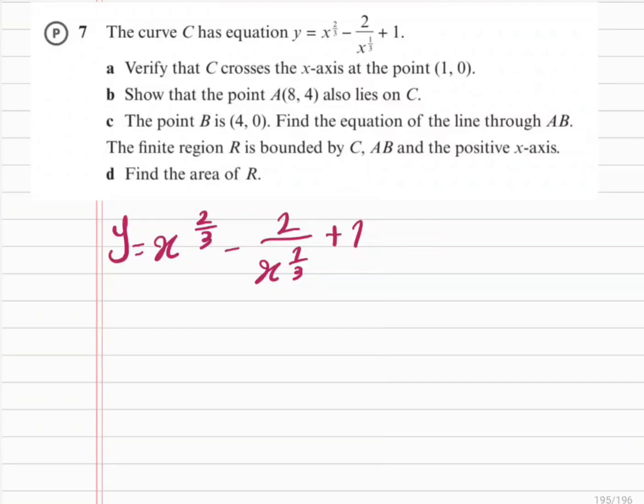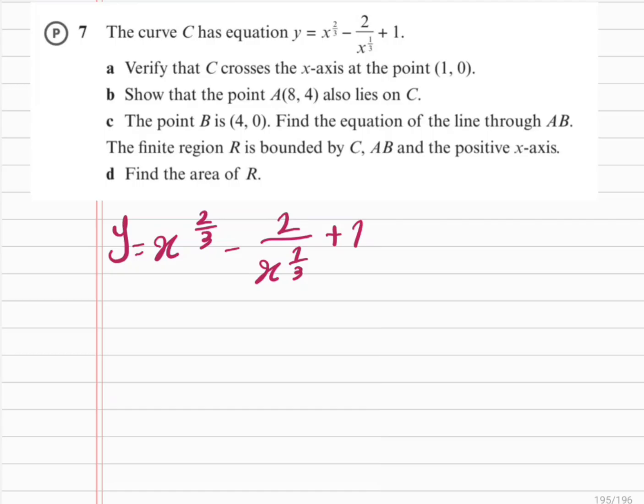Hi everyone, this video is on exercise 13G question 7. So we have the curve equation y is equal to x to the power of 2 over 3 minus 2 over x to the power of 1 over 3 plus 1. And in part A, we want to verify that C crosses the x-axis at the point (1, 0).